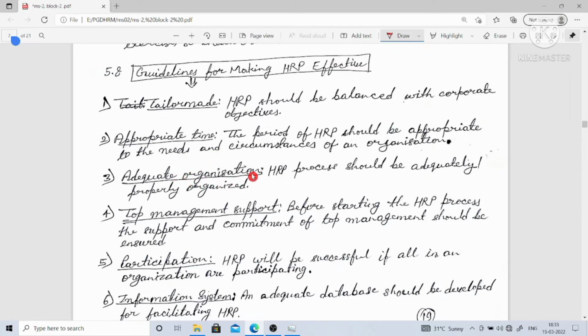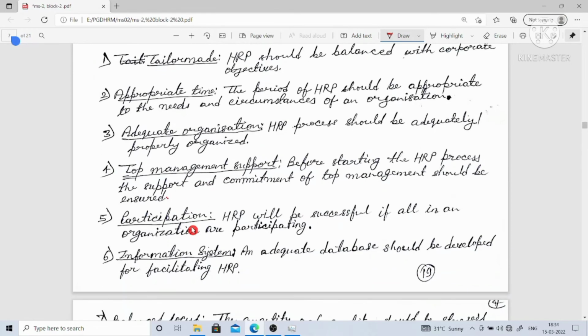Adequate organization. The human resource planning process should be properly organized, otherwise forecasting the exact number of people required will not be accurate. Top management support. Before starting the human resource planning process, the support and commitment of top management should be ensured, because it takes a long time and many processes. So support from top management is very required for making the process effective.